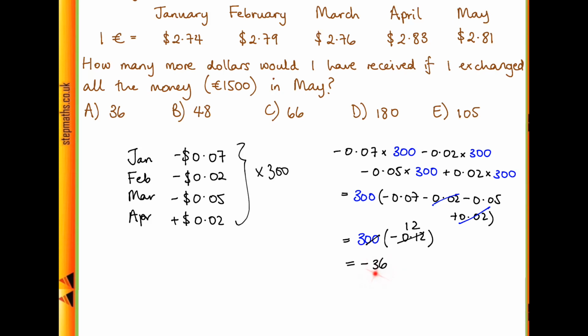So this means that by exchanging each month instead of all at once in May, I would have gotten €36 less. Or to say it the other way, if I'd exchanged everything all at once in May, I would have gotten €36 more than exchanging every month. So that gives us answer A, 36.